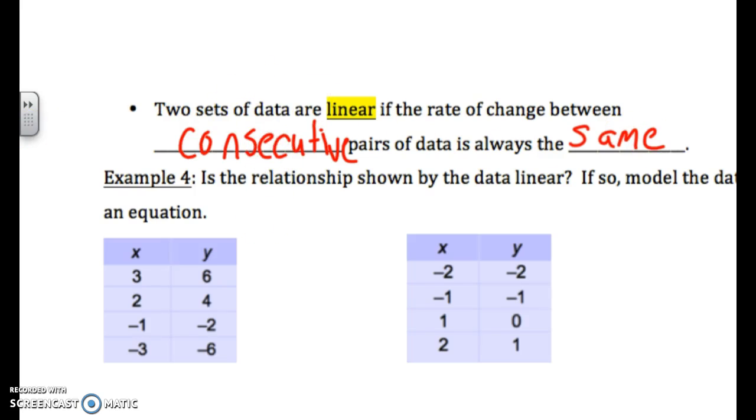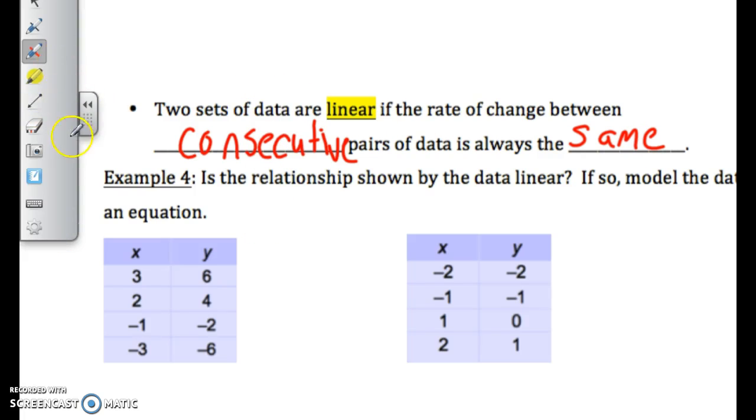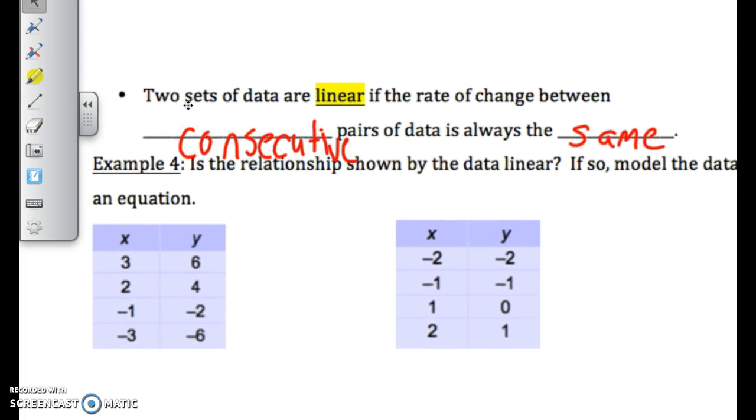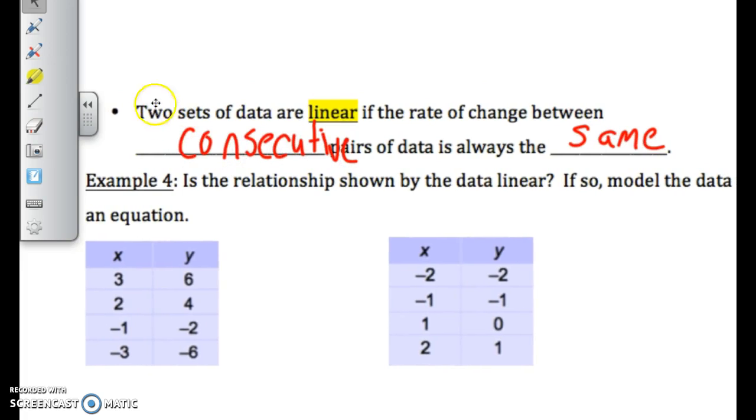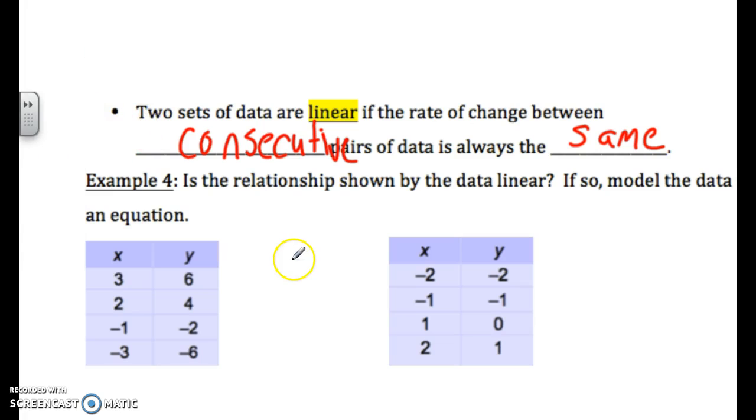Sorry, I need to move these over a little bit. Oh, you have it on your paper, so. I'm a rookie at this. You got to give me a little bit of time to get better.